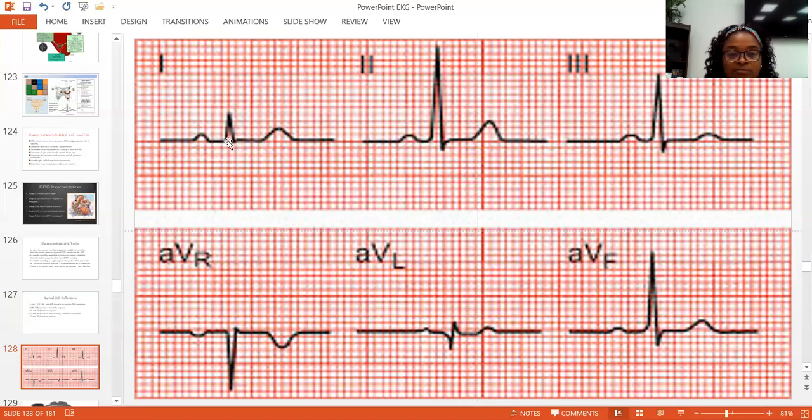Here in lead 1, we have a positive QRS, it's pointing upward. Lead 2, we have a positive QRS, it's pointing upward. Lead 3, we have a positive QRS. And here's our AVR. Look at it, it's pointing downward, so that's our negative. AVL, look, you got a point going up and a point coming down, so that's your isoelectric, okay? And then AVF is positive with its point going upward.